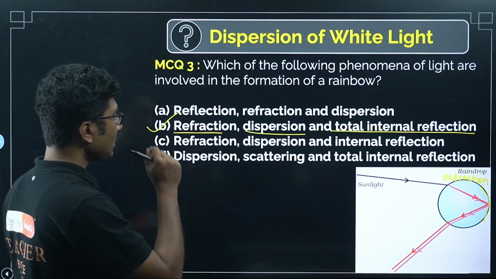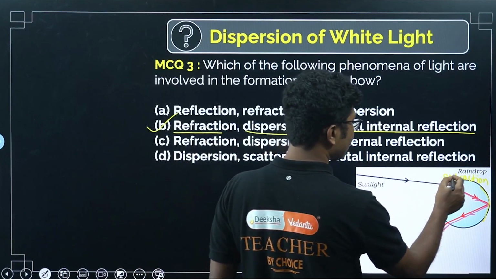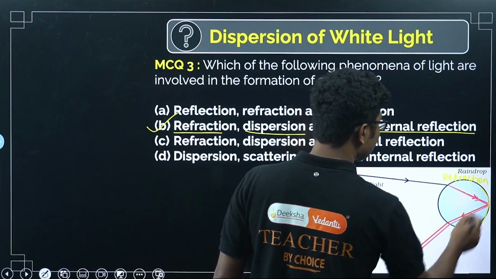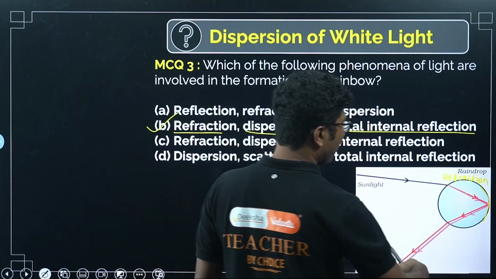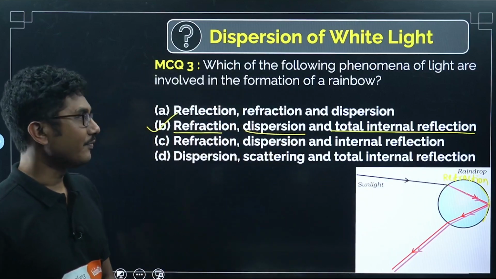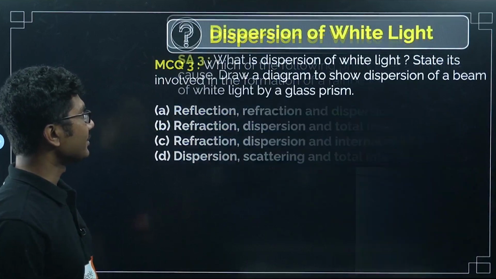Okay, so refraction, then dispersion. First stage is refraction, second stage is dispersion, third stage is total internal reflection. Again they are coming back, and then another refraction is happening. So be careful to answer this question also.